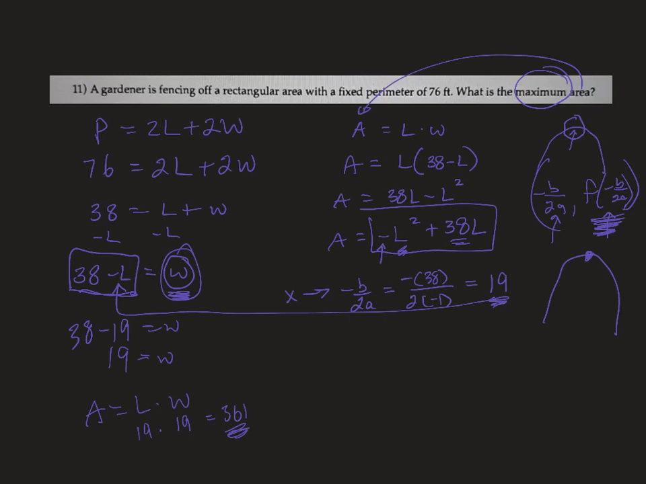Another way you could have found the maximum area is by doing this part of the vertex formula. So plugging in the 19, everywhere you see an L in that equation right there. So if you go negative 19 squared plus 38 times 19, you should come up with that same number. I think it's 361, whatever 19 times 19 is. Hopefully that helps you with that one.